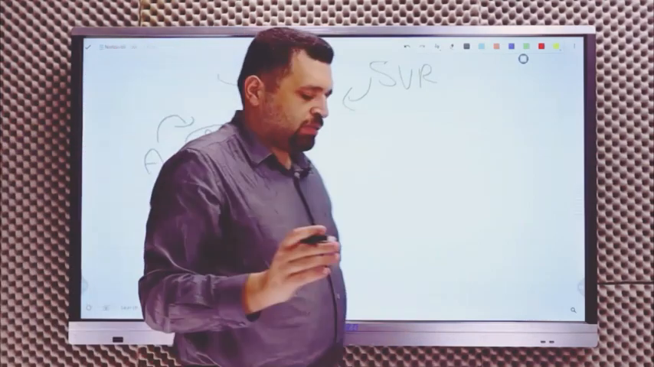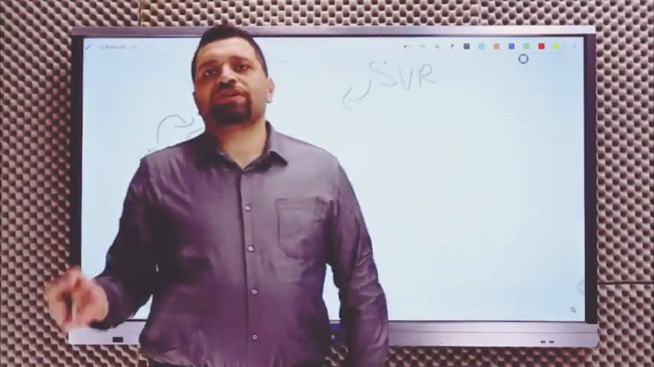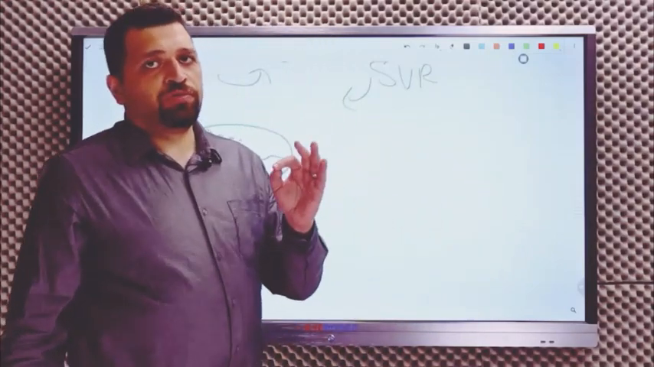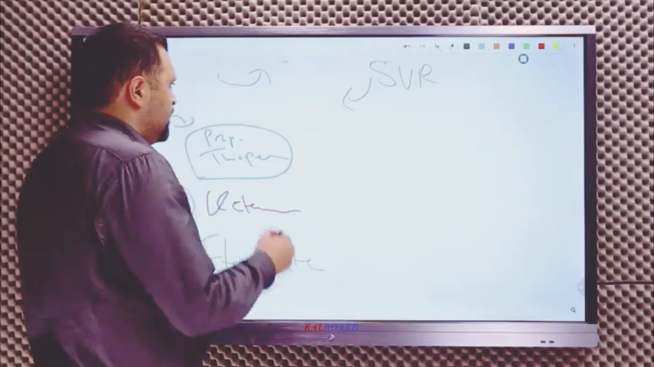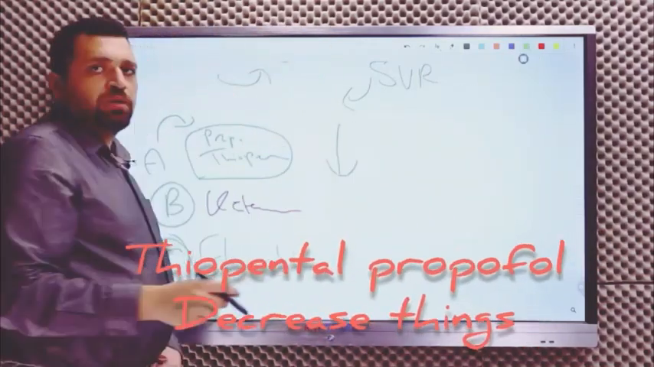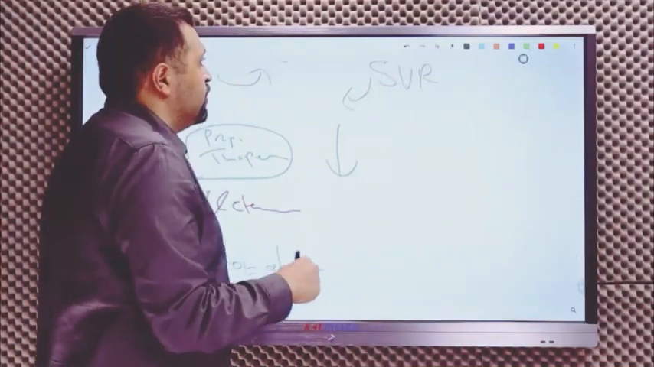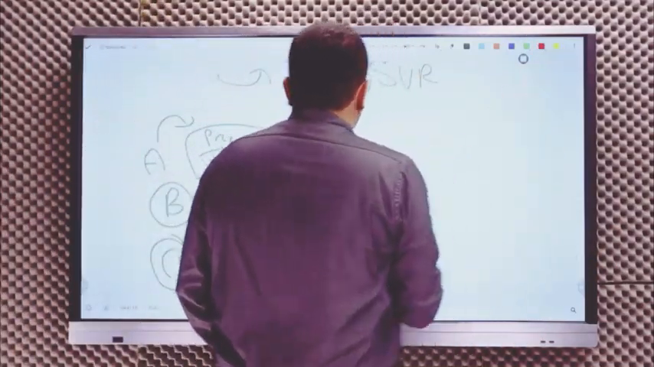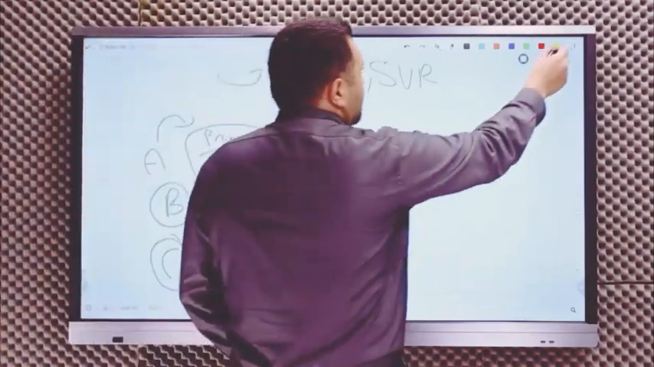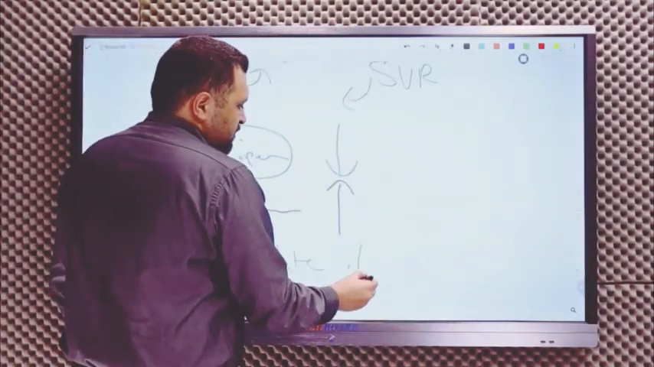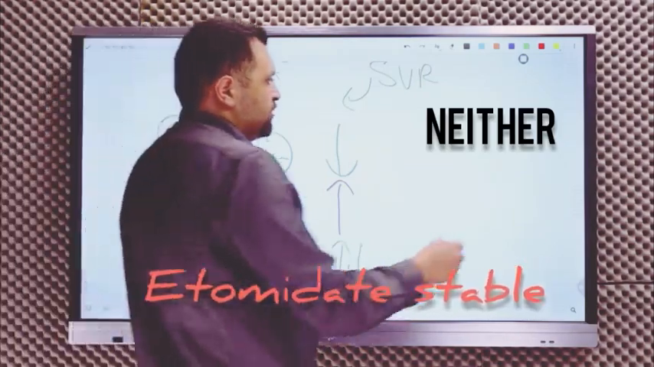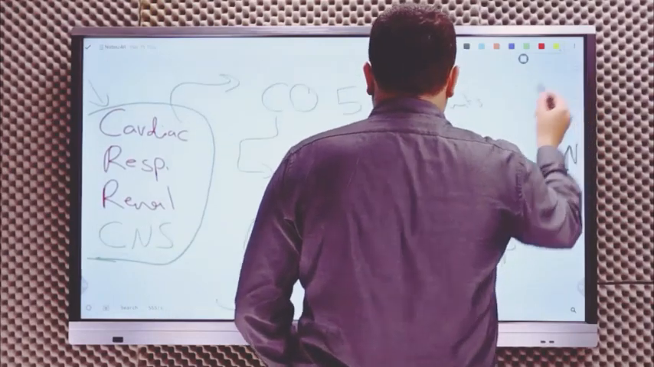Now, what I'm going to say is not true for all the things we mentioned, but for most of them, most of the time. Propofol and thiopental decrease the things we spoke about, whereas ketamine increases the things we talked about. And finally, etomidate neither increases nor decreases the things we talked about. So let's go here.